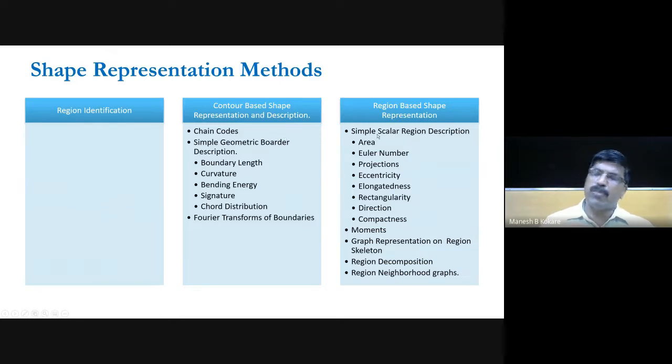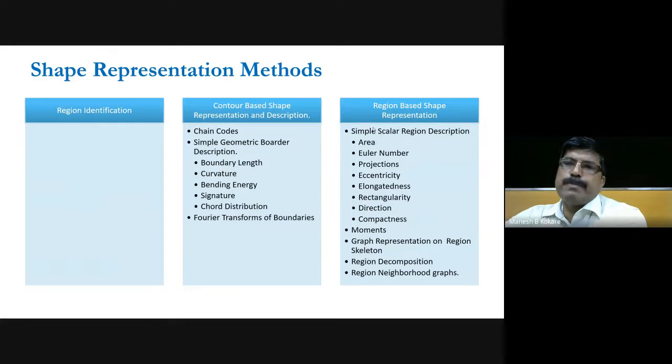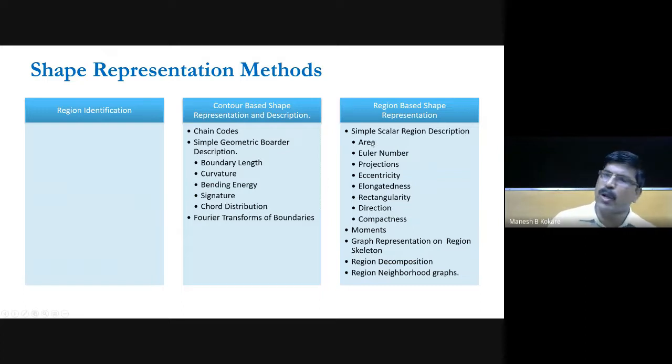Now the next part of shape representation is based on the region. Instead of considering only the contour or only the perimeter, we will consider the entire region, and from that region we can obtain the shape features. So what are the different features which can be obtained from the shape region? These are simple scalar region-based descriptions. For example, area is one of the features which we can obtain from the entire region.